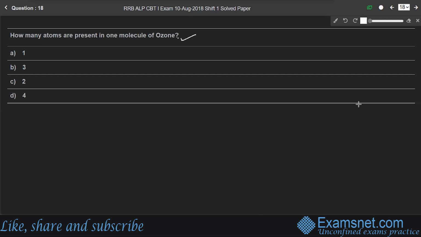Question number 18. How many atoms are present in one molecule of ozone? So what is ozone, students? Ozone is an allotrope of oxygen.